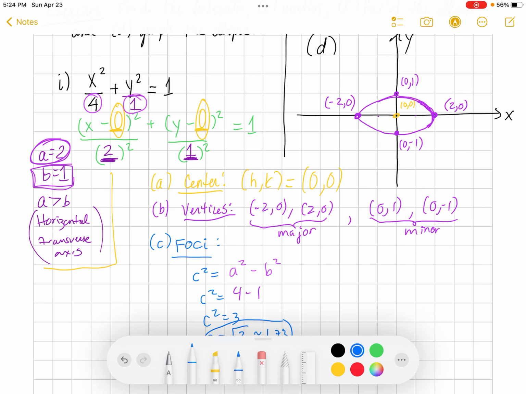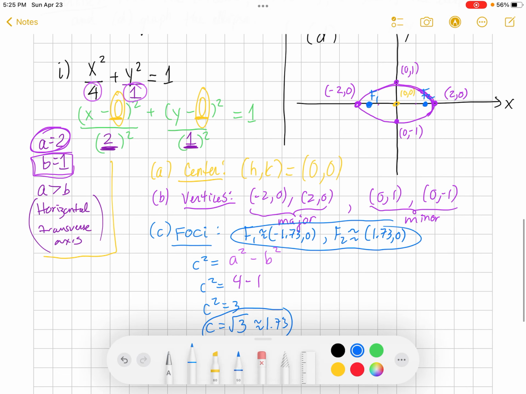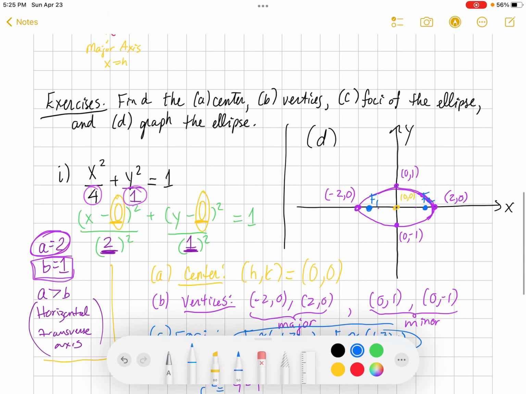So I'm going to head back to my center. Where's my center? It's the yellow dot right there. And I'm going to go to the right. I'm going to the right because this is along the major axis, 1.73, so it's about here. And I go back to the center, and then to the left, 1.73, that's about there. So there are my foci. My first focus, F1, is about (-1.73, 0). It's the one on the left. And the one on the right, F2, is about (1.73, 0).